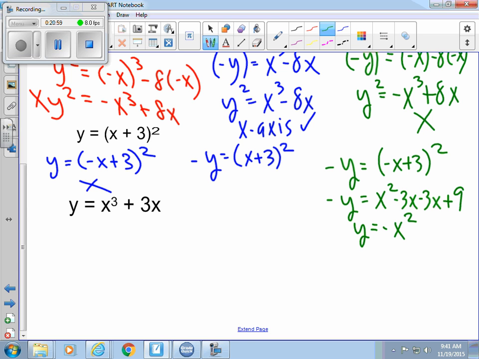Right there would be enough for me to stop and say these are not equivalent to the original. Because wouldn't the original be a positive x squared? y equals x squared plus 3x plus 3x plus 9. Right? So right there would be enough for me to say, nope, this is not the same as the original. So that means, in fact, we have no symmetry. We knew we did, right? We knew that was the answer because we graphed.